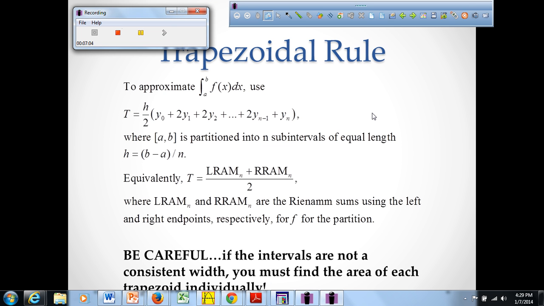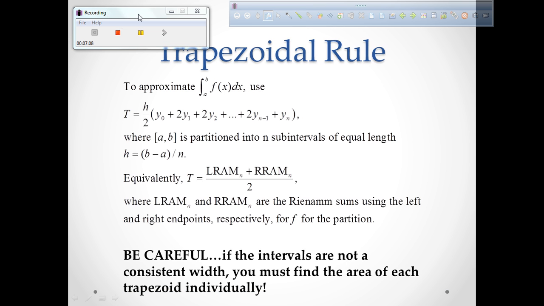So on this slide, we have a summary of the trapezoidal rule, which is what we have here. And we also have another way to do a trapezoidal approximation, which is just averaging a left Riemann sum and a right Riemann sum. That becomes handy from time to time, but I would say generally this form of the trapezoidal rule is used most often.